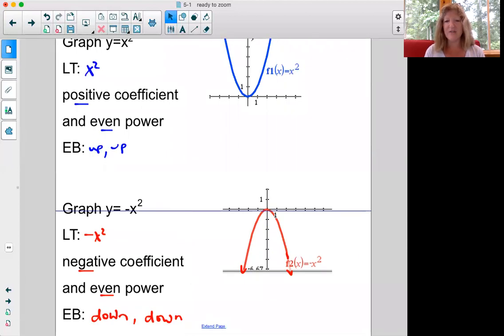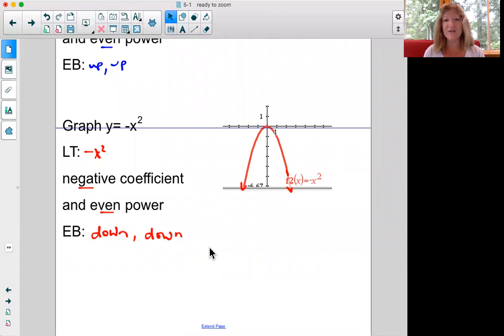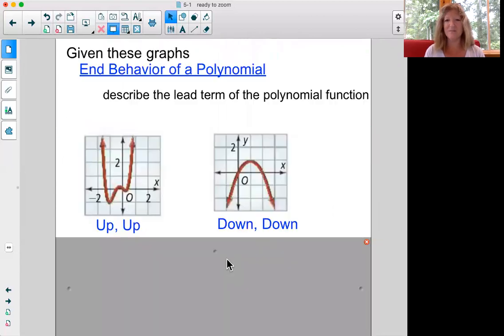And negative, I know how to do y equals negative x squared. Here's my leading term. The coefficient is negative. Even, the ends are even with each other, but negative, they're down, down.